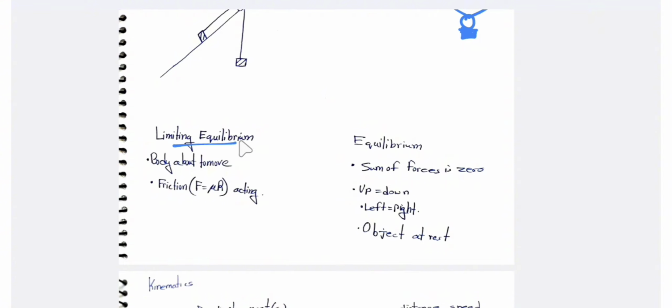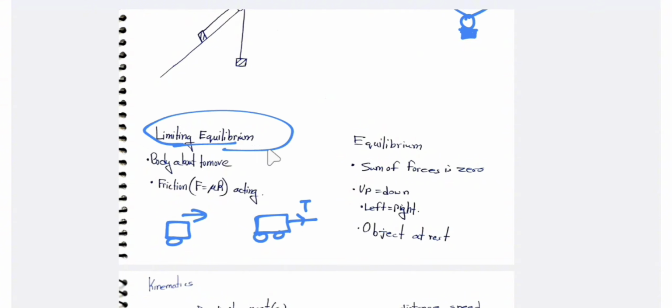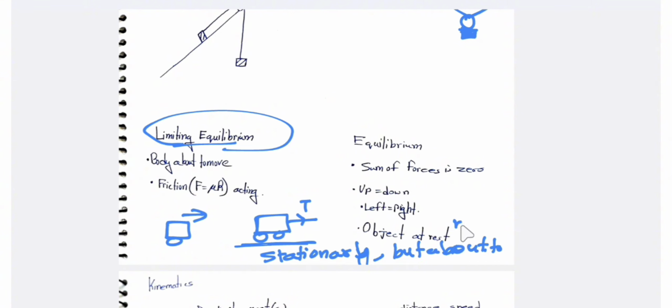Then for an object at limiting equilibrium: limiting equilibrium means the object is about to move. Let's suppose this is our car and it is moving. For a car that is in limiting equilibrium, that means it is pulled. Since the car is pulled by a tension force and the car is in limiting equilibrium, that means the car is about to move. It is stationary, but it is about to move. So if the car is at limiting equilibrium, then the car is stationary, but it is about to move.